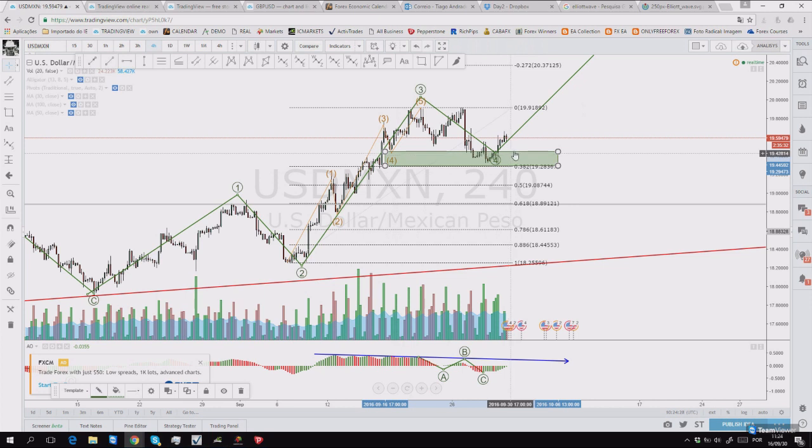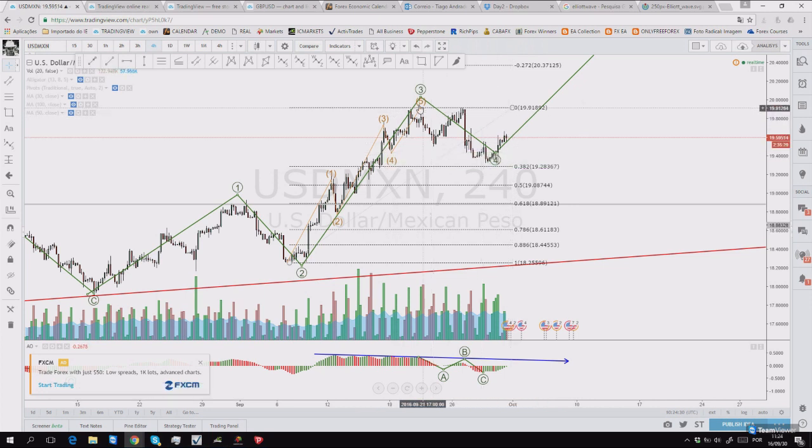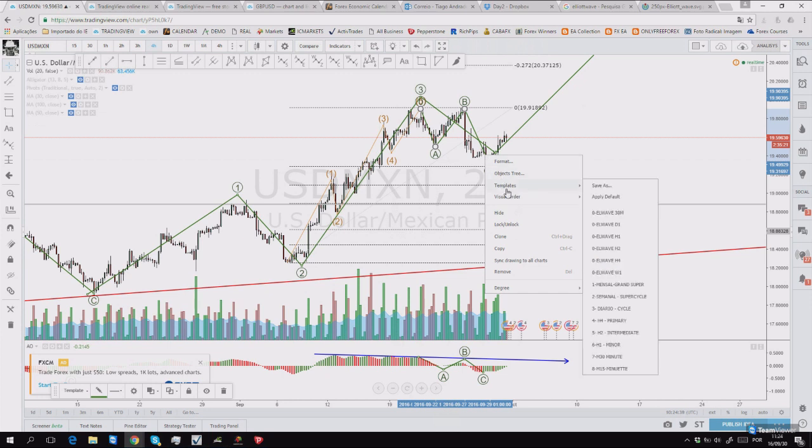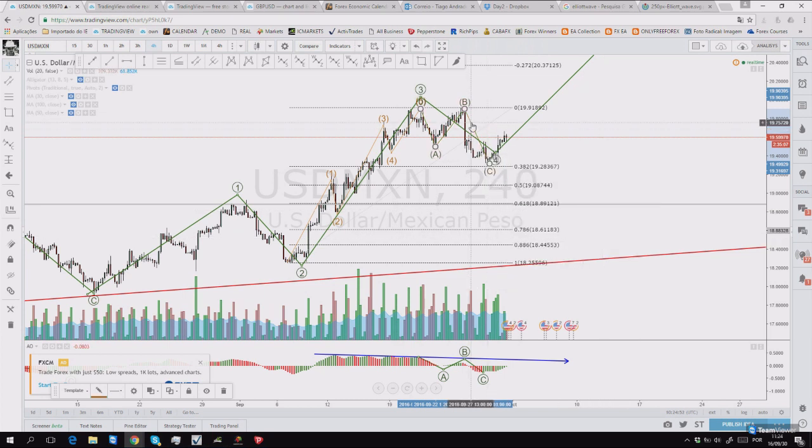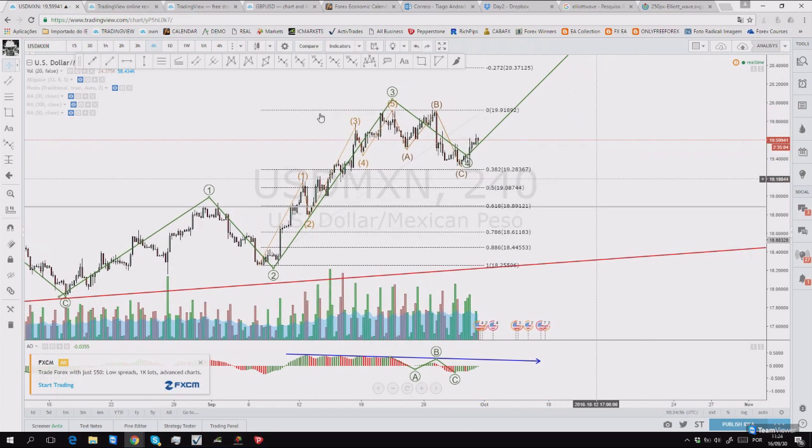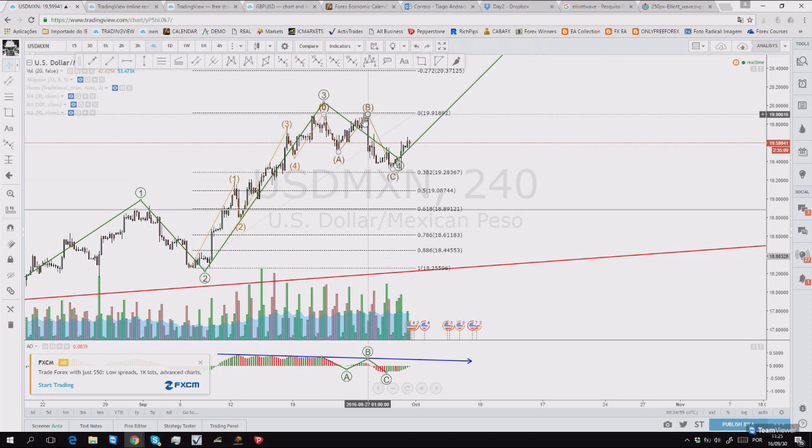Okay? So if I have here an ABC, and you never know what kind of correction it's going to be. Is it going to be a complex or zigzag or flat or triangle? You never know that. So that's why I told somebody to not trade, because this looks like a flat, because B retraces all the way up and then comes down.